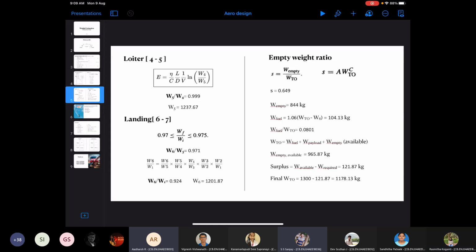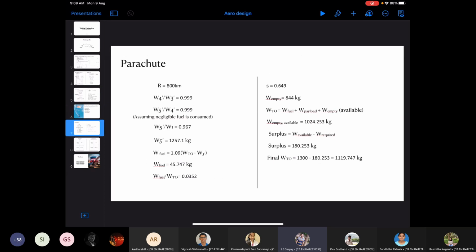And another doubt: you said the range is 800 kilometers in the parachute recovery case. Is it that it fails after 800 kilometers, or after failing it has to cover 800 more kilometers? No, it is failing at 800 kilometers. It has traveled 800 kilometers with the fuel, that's what we assume. Okay, so after 800 kilometers it has failed, right? Yeah. Okay, thank you.